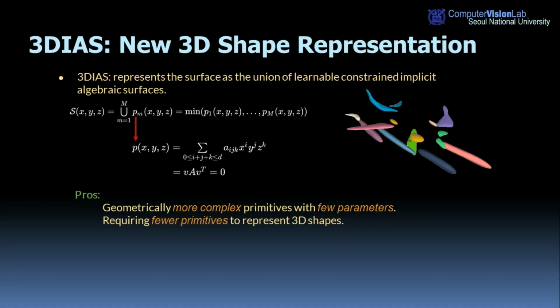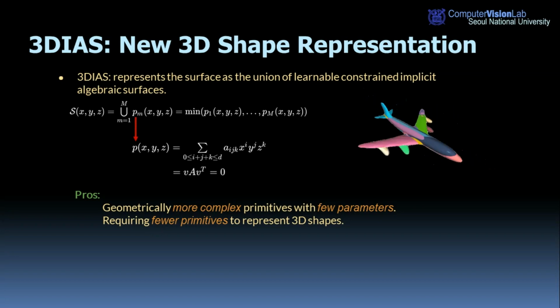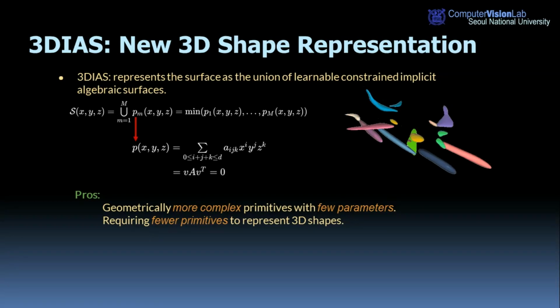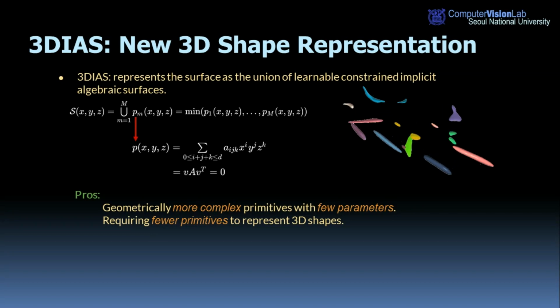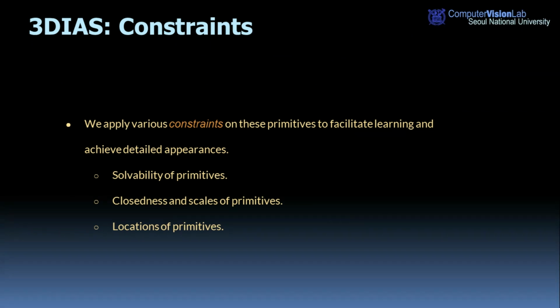We propose a specific 3D shape representation as a union of design constrained implicit algebraic surfaces. The implicit algebraic surfaces have high degrees of freedom, which enables them to form more geometrically complex shapes than simple primitives. Therefore, representing 3D shapes requires fewer primitives. We apply a set of constraints on the defined implicit algebraic primitives to better approximate the surface of a 3D shape.